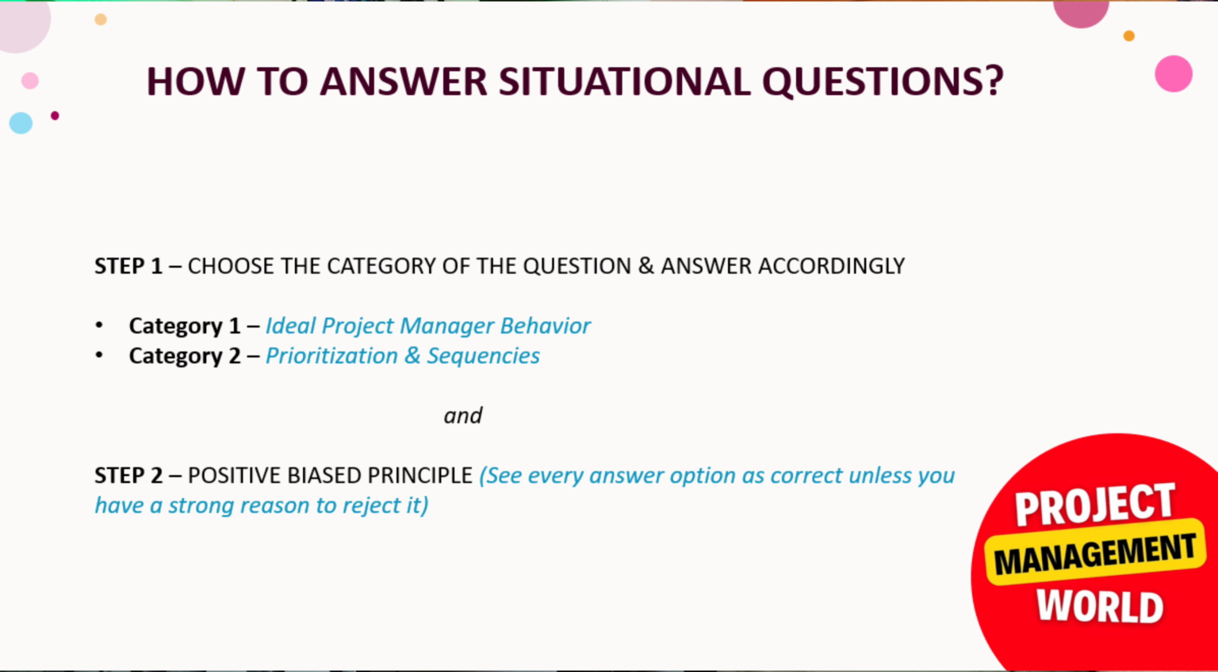So we have category 1 and category 2. Category 1 tells about the ideal project manager behavior, so the answers to questions from category 1 lie in the ideal project manager behavior. Category 2 is prioritization and sequencing. This is related to the processes from the ITTOs or the change management processes. All these things are considered in category 2. We will detail it out further in the next slides.